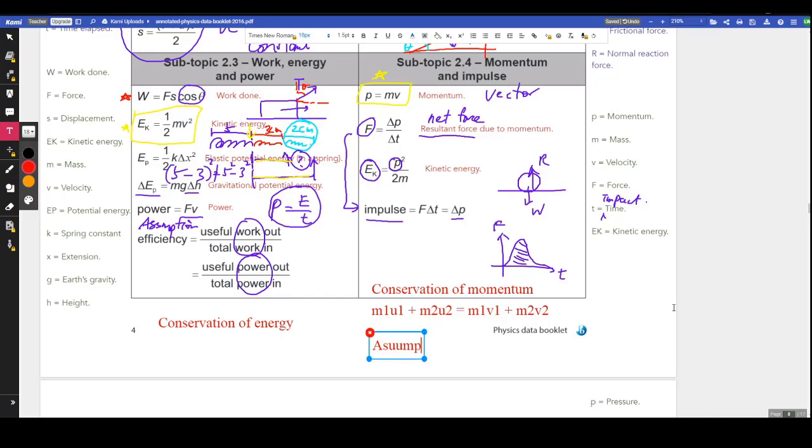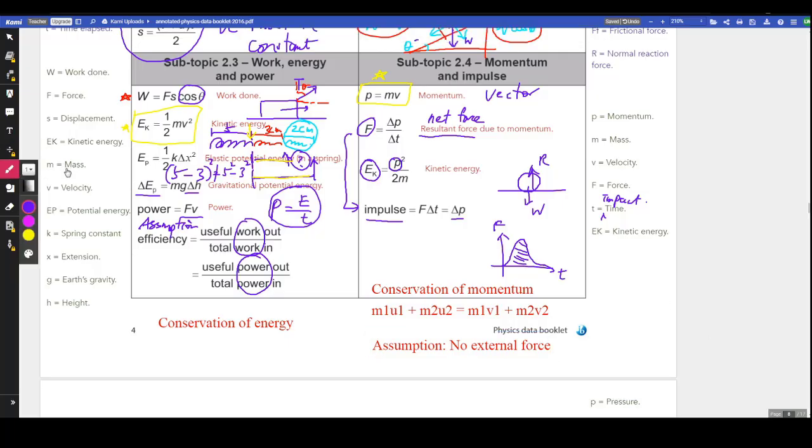However, I'm not sure if you are aware of the assumption. The assumption of this equation is no external force. Alright, this is important when we derive this equation, and that means if there is other external force, which could be friction, then you should not be applying this equation.